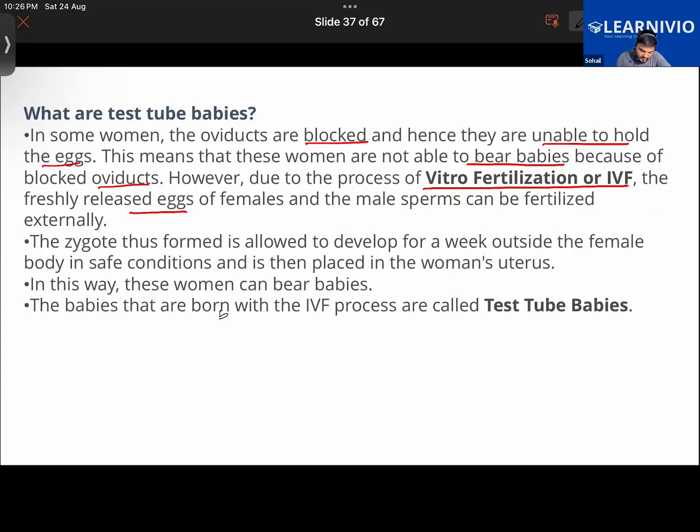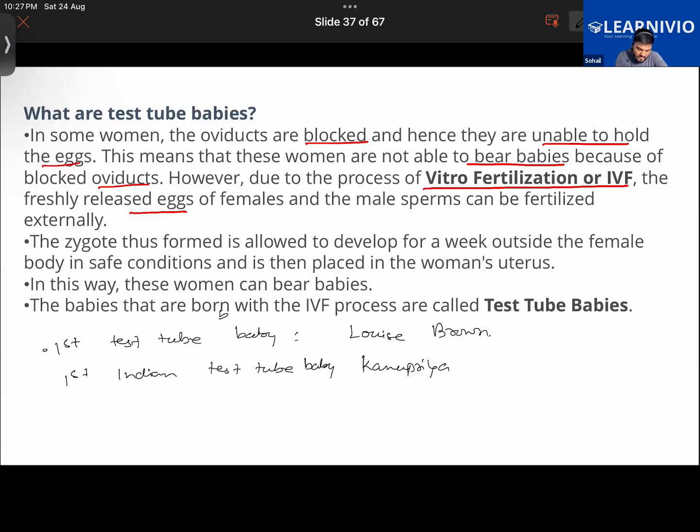Let me write this over here. First test tube baby. The name was Louis Brown. Okay? Her name was Louis Brown. And the first Indian test tube baby, her name was Kanu Priya, if I'm not wrong. Kanu Priya Agarwal or something like that. So the first Indian test tube baby, the name is Kanu Priya.